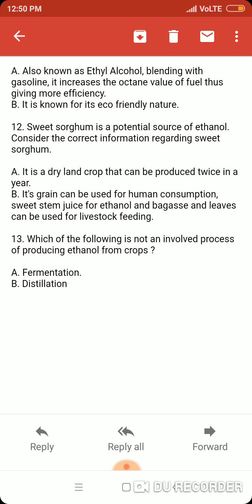Correct. Question number 13. Which of the following is not an involved process of producing ethanol from crops? A. Fermentation, B. Distillation. Both are involved processes of producing ethanol from crops.